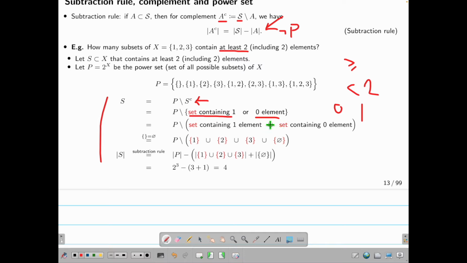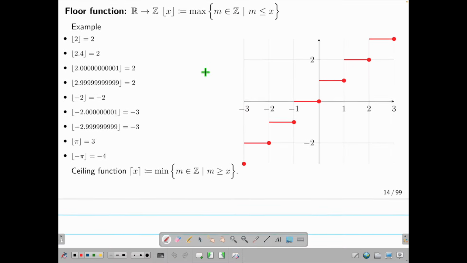This is OR, so I can make it as an OR, and I can split it. What is this? This is just OR, okay? And then containing one thing. So these 3 things are those containing one thing. This is containing nothing. Okay. So I have this, and you count them. 4. Done. Time to introduce a funny function.